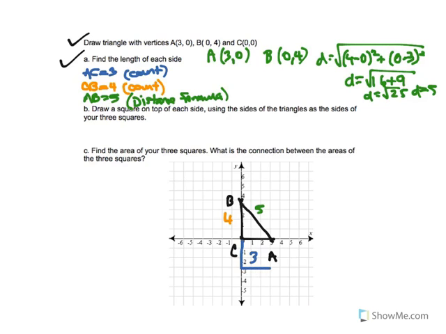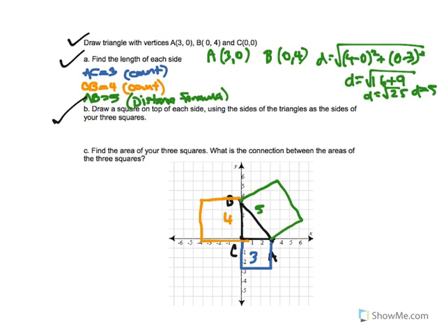That is 3 units on each side. Same thing here. Okay? And same thing here. Okay? So I have done this. Now I need to find the area of the 3 squares.